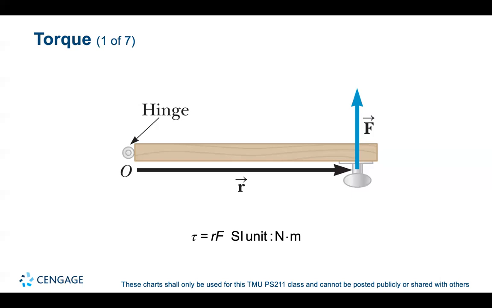Let's look at a special case of forces perpendicular to the position vectors, as in the figure. Let F be a force acting on an object and let R be a position vector from a chosen point O to the point of application of the force, with F perpendicular to R. The magnitude of the torque tau exerted by the force F is given by the equation shown, where R is the length of the position vector and F is the magnitude of the force.